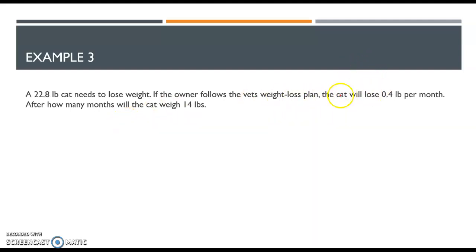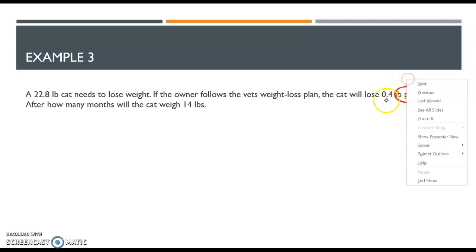All right, so some keywords when we're writing equations: per. That's normally where our coefficient comes in. So this is going to be our multiplication here.